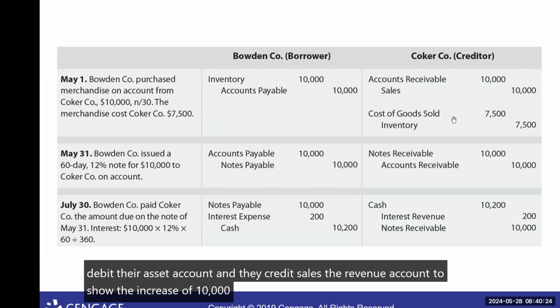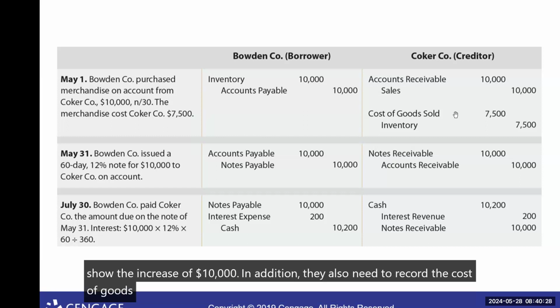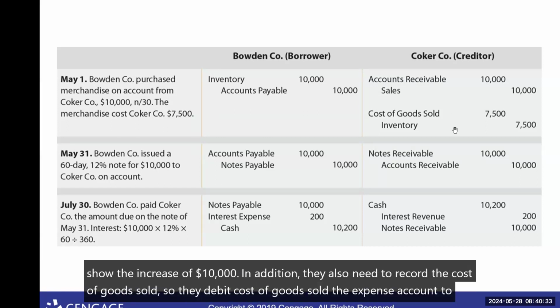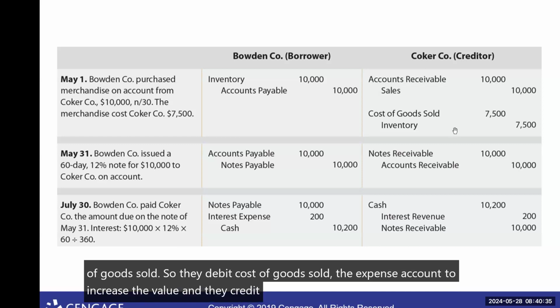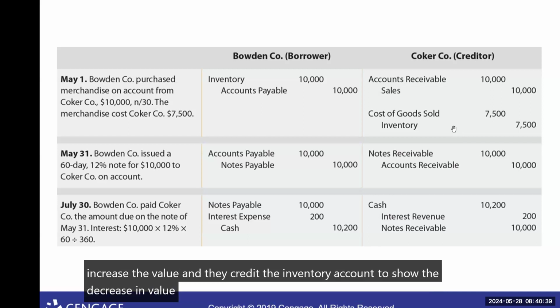In addition, they also need to record the cost of goods sold. So they debit cost of goods sold, the expense account, to increase the value, and they credit the inventory account to show the decrease in value because the inventory is now sold. So this is on May 1st.